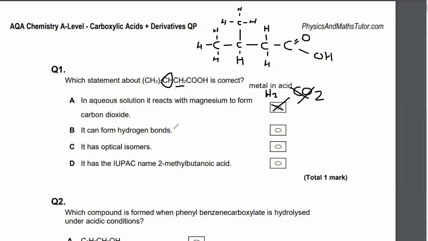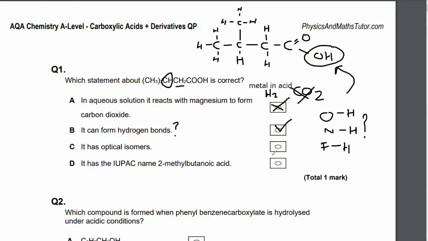It can form hydrogen bonds. Well, in order to form hydrogen bonds, you're going to need one of three different types of bonds, an OH bond, NH bond, or FH bond. Does this have an OH bond? Of course, we've got the alcohol group there on the carboxylic acid functional group. So B is going to be the correct answer, but let me go through the other two now.